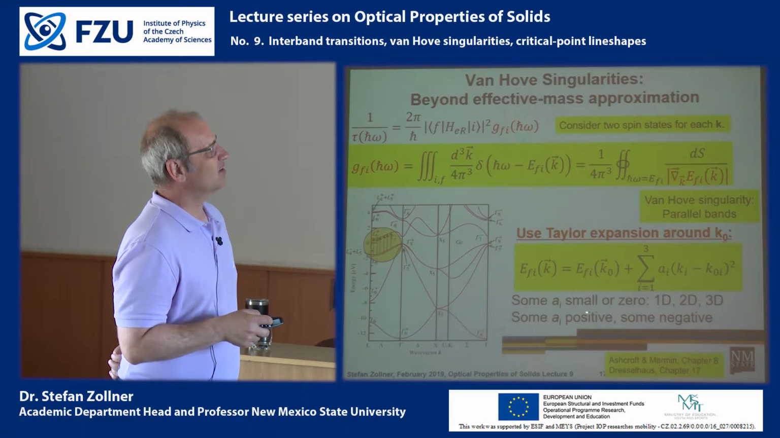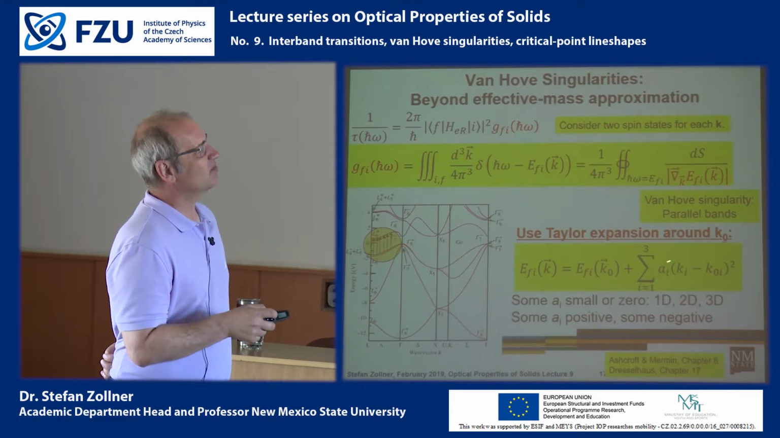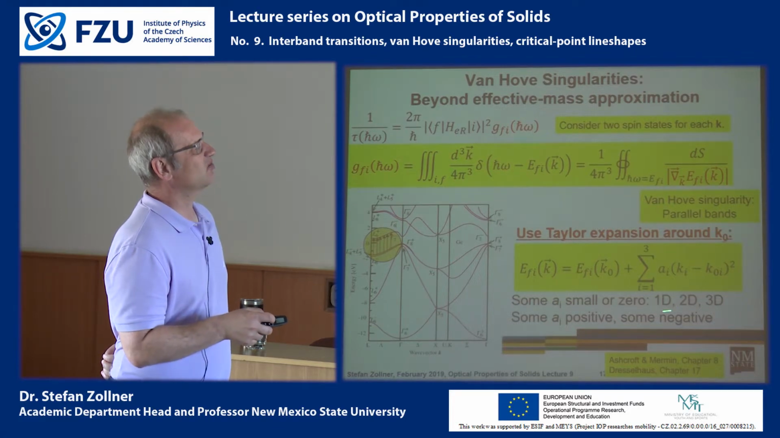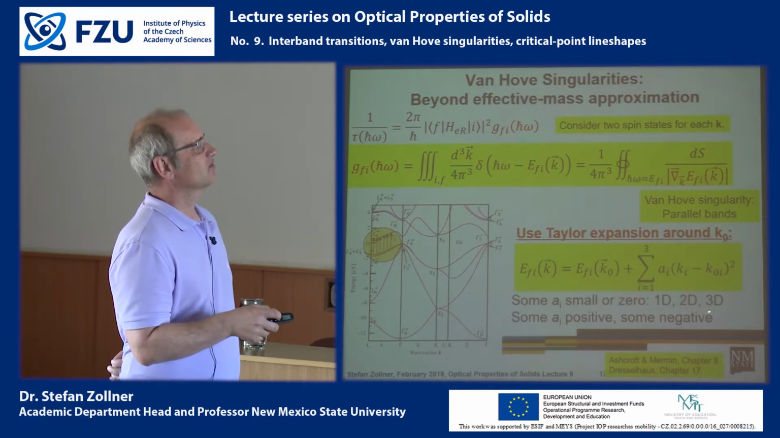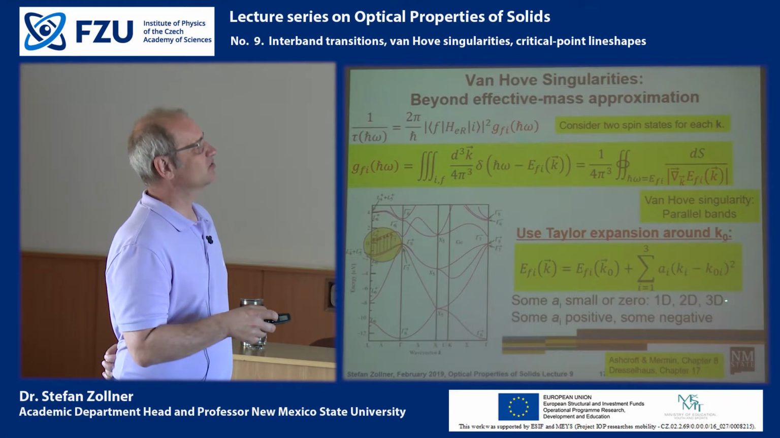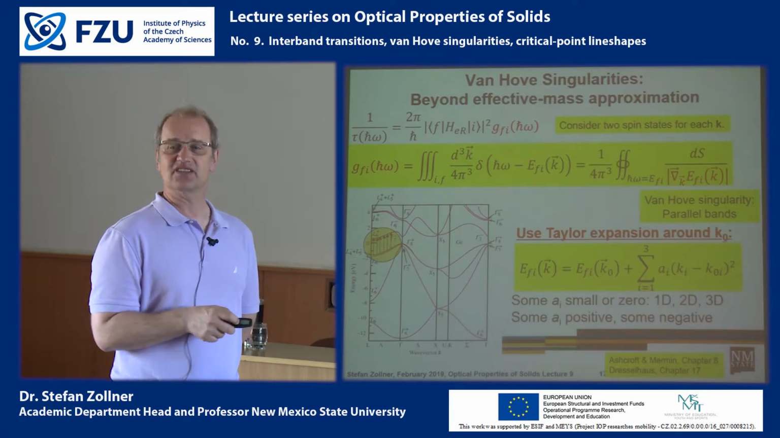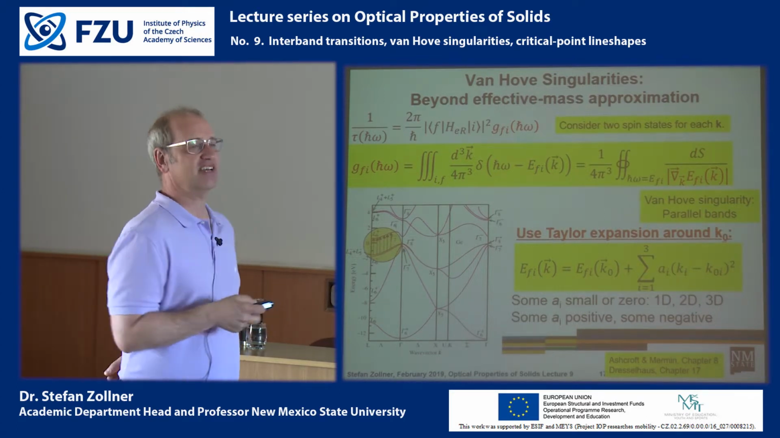So depending on how many of these ai's are small or 0, that determines the dimensionality of the critical point. And then also some of these ai's may be positive and some may be negative. So we may have something like a saddle point.